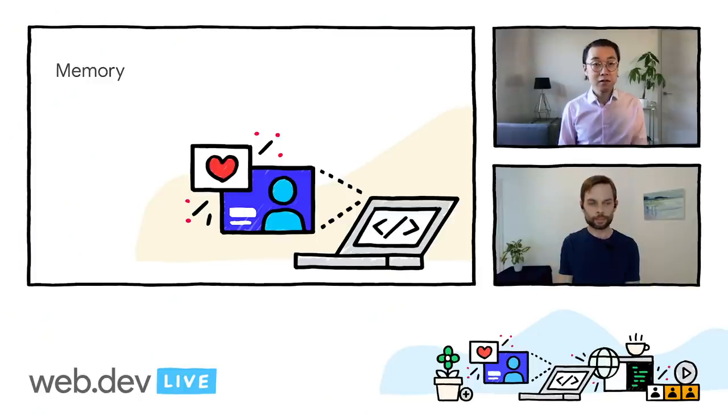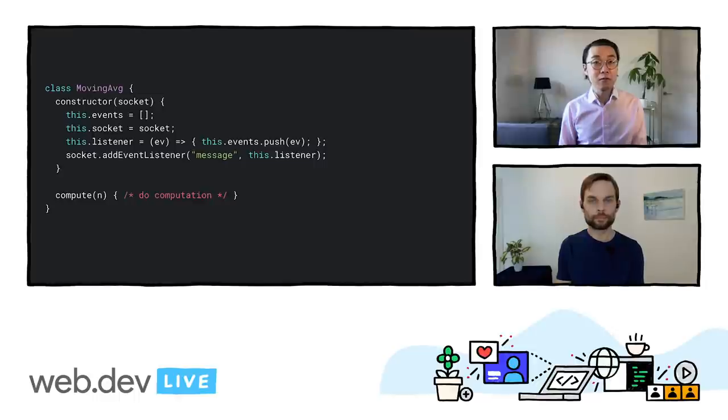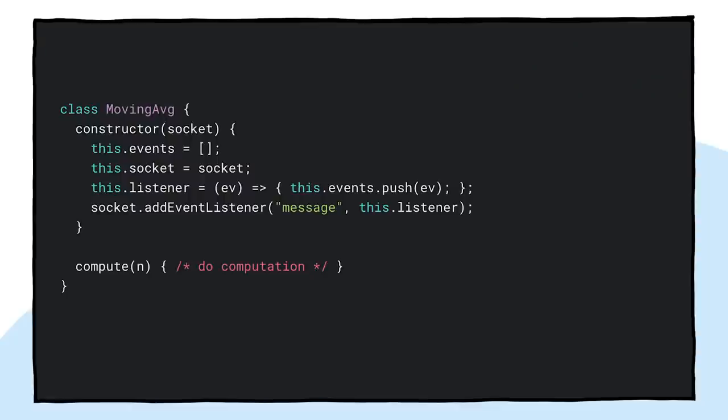I was doing this thing the other day with my chat app, and I got it basically working, and I was trying to measure the performance of the packets that I was getting from the server. I wrote this little moving average class to compute the latency moving average of the packets that I was getting from the WebSocket. You see there that I add a message listener that basically all it does is accumulate events into the event array. And I use that later in this compute function, which I don't show, to actually compute the moving average.